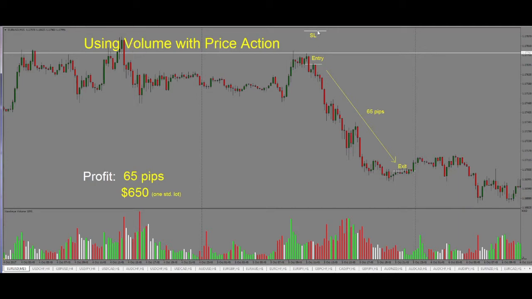We want to make sure we give it some room so we don't get taken out in case price goes to test the same level once again. So we enter the trade short here and we continue on with our trade. I like to trail the stop, so we can do that. And as we can see, as price moves lower, our volume is red and it starts to go up.